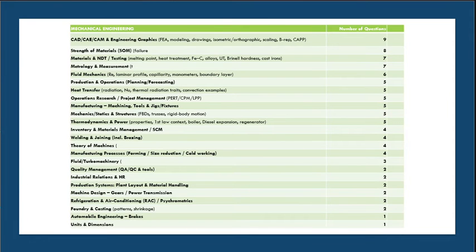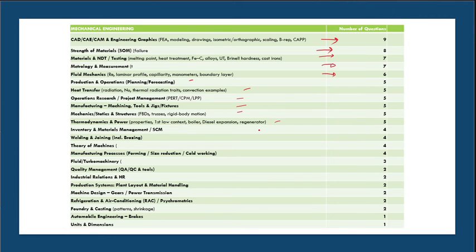Mechanical has very important subjects, and I have listed them topic-wise as well. You can see engineering graphics, FEA, modeling, drawings and isometric orthogonal projections will be 9 questions, strength of materials 8 questions, materials 7 questions, and metrology and measurements also 7 questions, and fluid mechanics 6 questions, and production and operations, heat transfer, operations research. These are all 5 marks questions, guys.